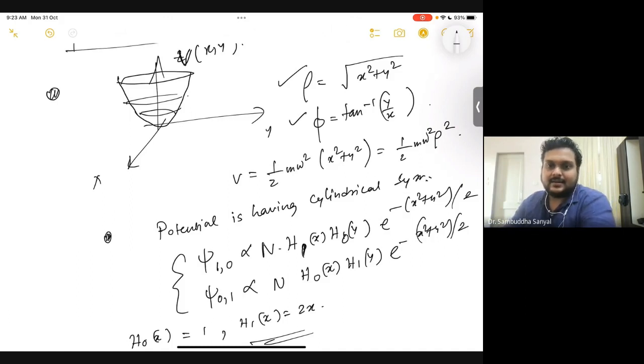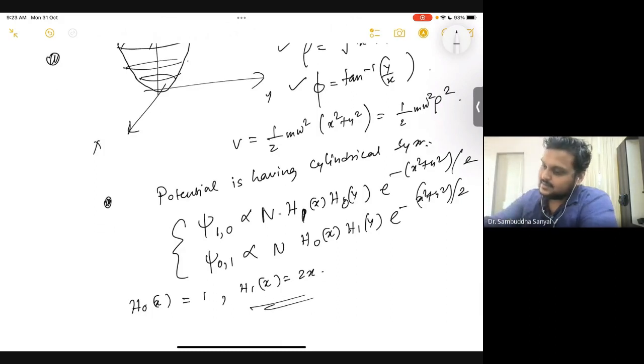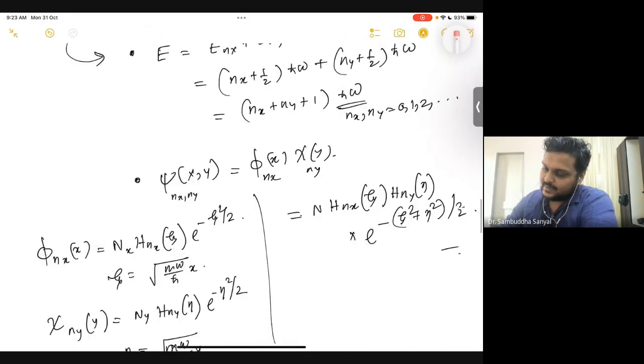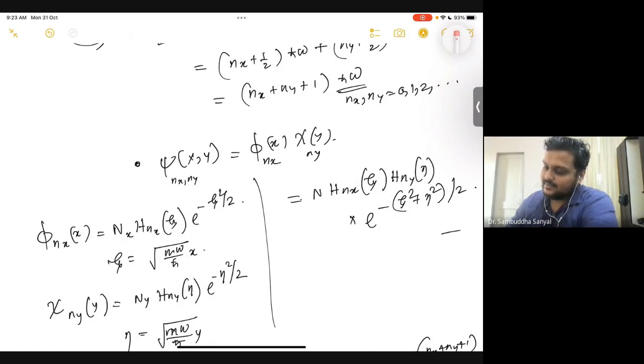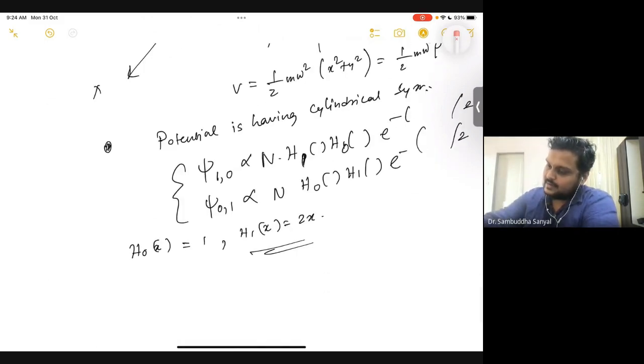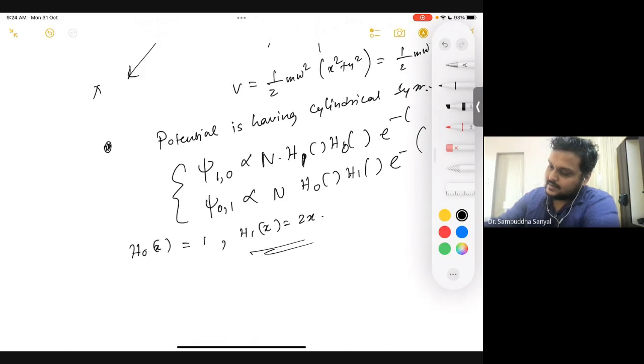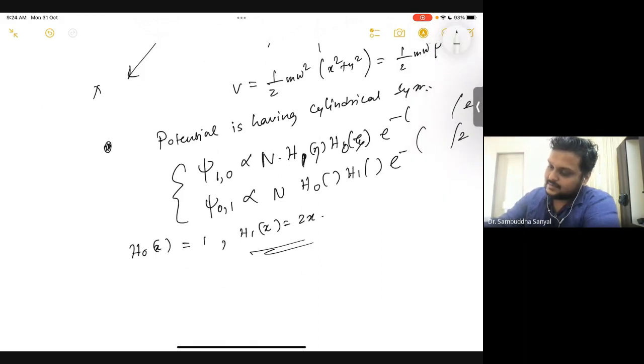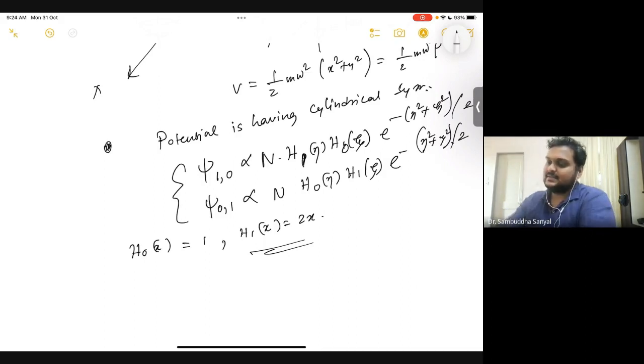There is another thing I have to be careful about. It is not x, y; if I look here, it is eta and zeta. I want to work with these dimension-free quantities. So I should write eta and zeta. This is eta and zeta. Eta squared plus zeta squared. This is the dimension-free quantity. So h0 of x is generally 1, h1 of x is 2x. So h1 of eta and h0 of eta will behave accordingly.